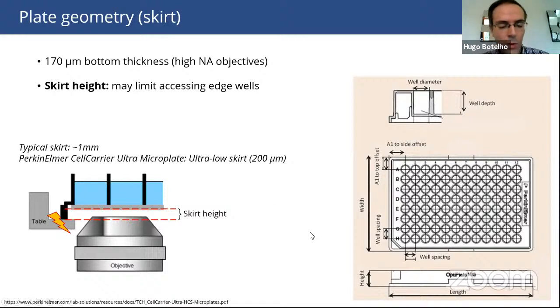For that, you need to consider which kind of plate you buy. A typical skirt height for cheaper plates may be up to 1 millimeter. But if you buy these Perkin-Elmer CellCarrier Ultra microplates, they have a very small skirt height of only 200 micrometers, which can make it possible to place your objective at the edges of a multi-well plate.